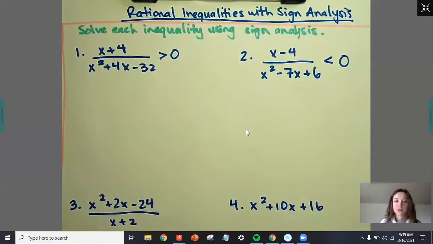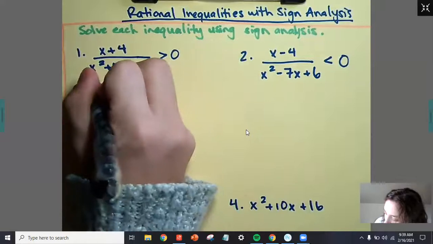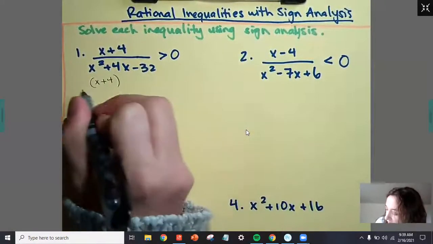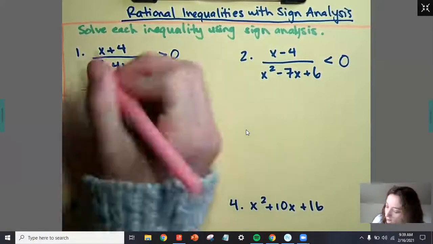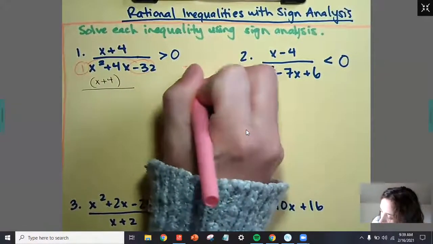So the first thing that we need to do here is factor the numerator and the denominator. The numerator is already factored, so I'm just going to write it as (x + 4), but I'm going to put parentheses around it just so it looks more like a factor. And then we're going to factor this denominator here. We have 1 times negative 32. It's going to give us negative 32.